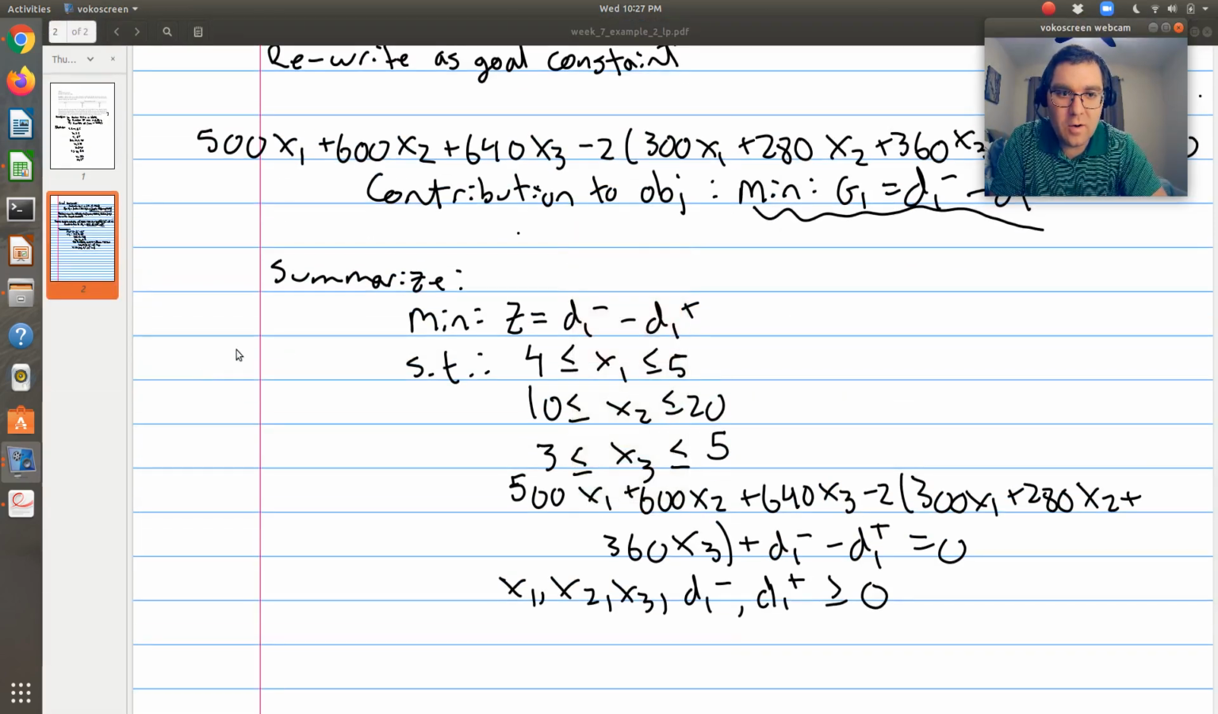Again, one note: I'm going to fix this when I post it. This should be a plus in terms of contribution to our objective function. The reason is we're trying to minimize this, and by non-negativity both d1 negative and d1 positive are non-negative numbers. If I have this negative sign here, what will happen with your solver is that as I keep increasing the value of d1 positive, that negative sign, since I'm trying to minimize, will just keep making it bigger and bigger so that my objective function becomes smaller and smaller, more and more negative. We don't want that. We want our minimum to happen at 0. We don't want negative values in this case.